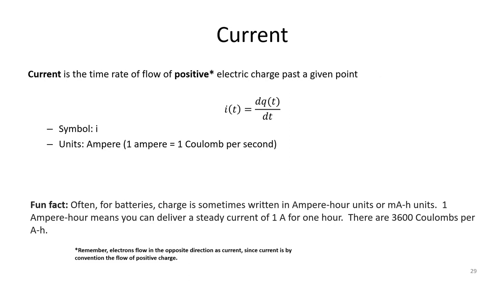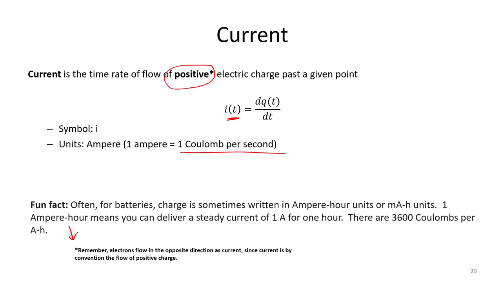Next we have current. Current is the time rate of flow of positive electric charge. The symbol for current is the letter I. And notice units here are amperes, where 1 ampere is 1 coulomb per second. So current is how much charge flows per time. Notice here we wrote that current is the time rate of flow of positive electric charge, so we have some fine print down here. Remember that by convention, we say that current is flow of positive charge. So electrons are actually flowing in the opposite direction as conventional current because electrons are negatively charged.